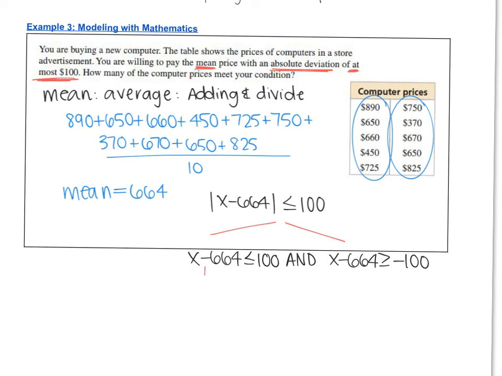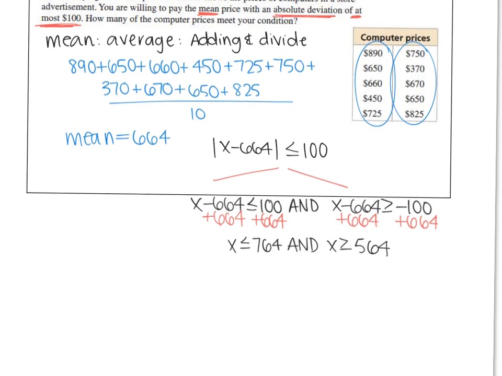Then I'll go ahead and solve this by adding 664 to both sides. I'll get x is less than or equal to 764. And here I'll add 664 on both sides as well, and I'll get x is greater than or equal to 564. So remember, and means in between. Basically this means I'm willing to pay between 564 and 764.